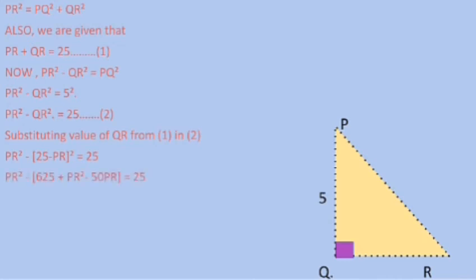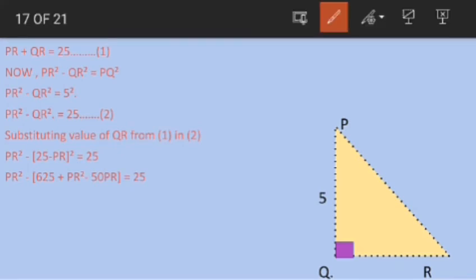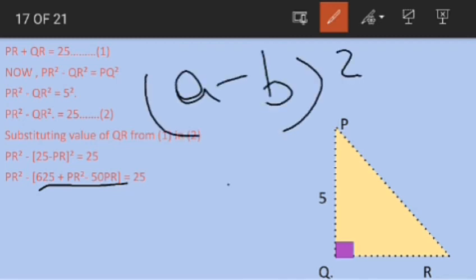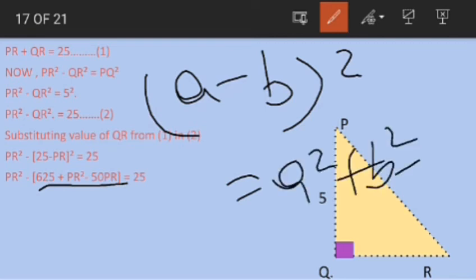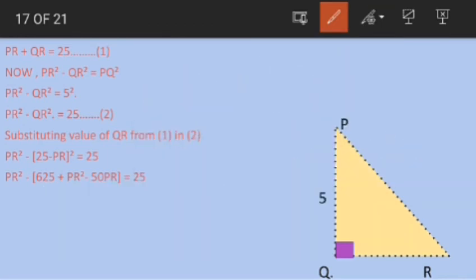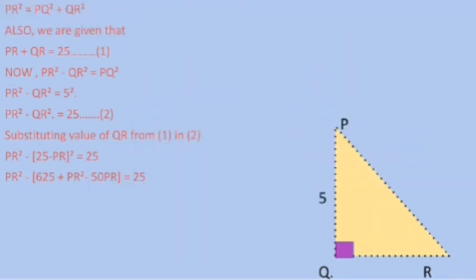Now class, moving further, PR square minus (25 minus PR) whole square equals 25. Now I hope you will understand how I get this. If not, we are using here (A minus B) whole square, that is A square plus B square minus 2AB. Okay class, somewhat like this. So putting the value here, you will get 625 plus PR square minus 50 PR equals 25.